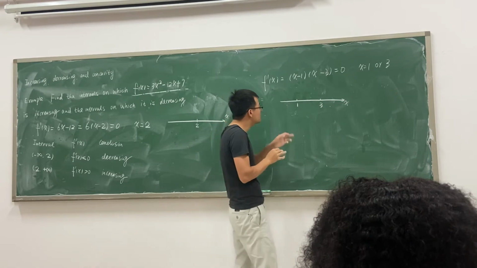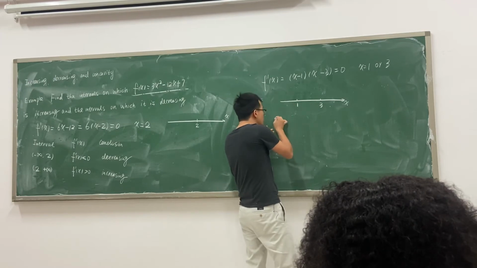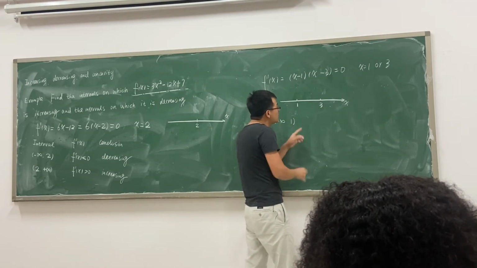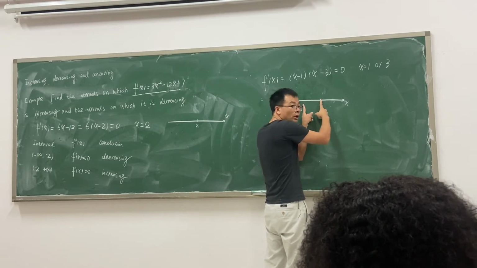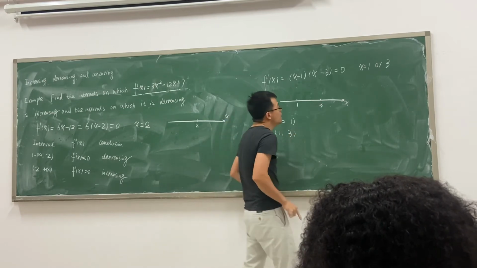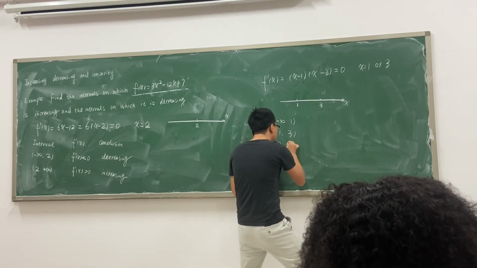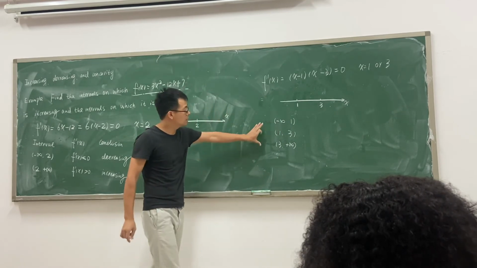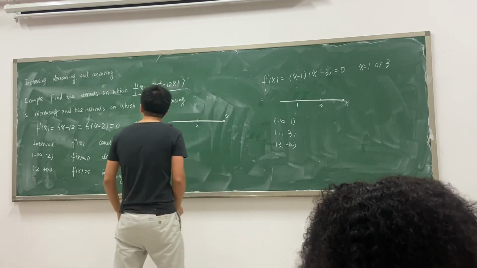The first part is on the left of 1, so it is minus infinity to 1. This is the first interval. The second part is on the right of 1 and on the left of 3, so between 1 and 3. This is the second interval. The third is on the right of 3, so the third interval is 3 to plus infinity. This is the method to find the intervals.